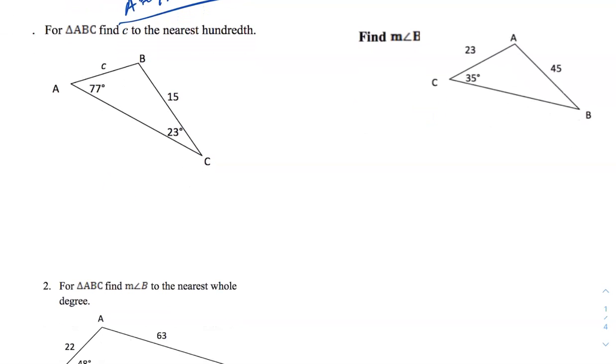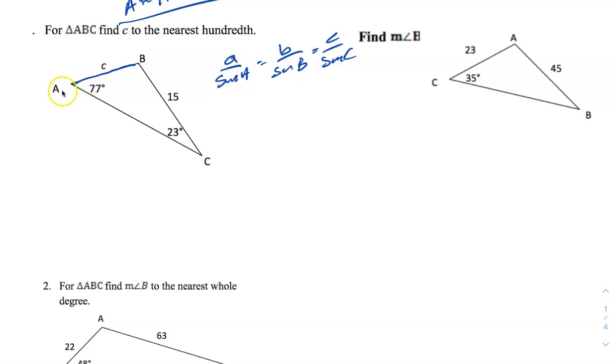So next problem, now we have to use law of sines. For triangle ABC, find C to the nearest hundredth. So we want to find this side. Remember, law of sines is A over sine of A equals B over sine of B equals C over sine of C. Or you can flip it upside down if you want. It's all about pairs. So you want to find a pair that fills out one of these, and then set it equal to what you want to find.